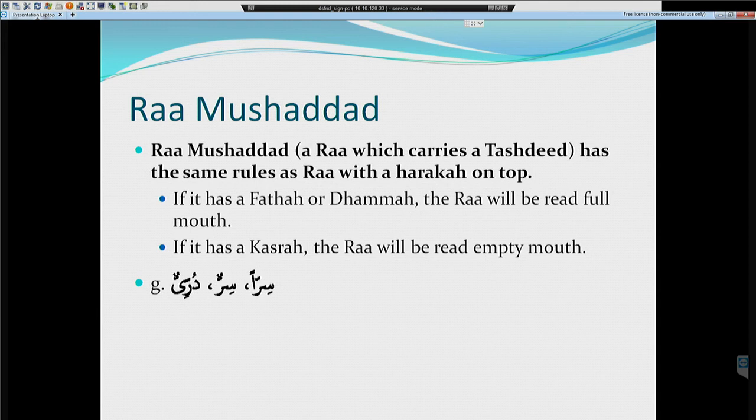Because, like I said in Surah Al-Falaq, قُلْ أَعُوذُ بِرَبِّ الْفَلَقِ. It's not min sharri. Why may someone think it's min sharri? Because there's a ra, but before it there's a letter with a fatha. So I would think that because there's a fatha there, the ra should be read full mouth. But if there's a tashdid, then just look at the ra itself. The ra itself has a what on it? It has a kasra on it, right? So that's why it's min sharri.